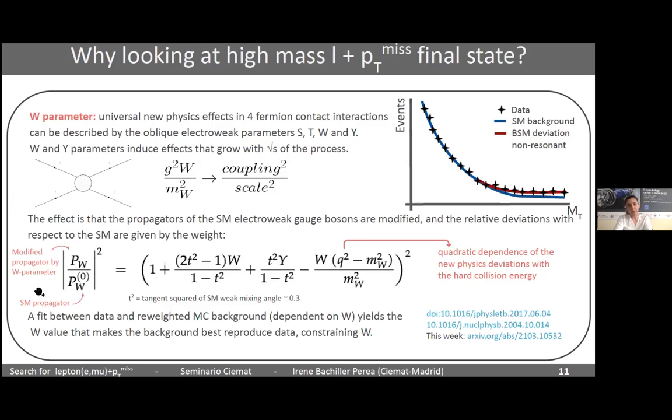So doing the ratio of the modified propagator by the W parameter over the standard model propagator, we will get a way to weight the standard model prediction, and this yields the value of the W parameter that makes the background best reproduce the data. And this way we are going to constrain the W parameter.